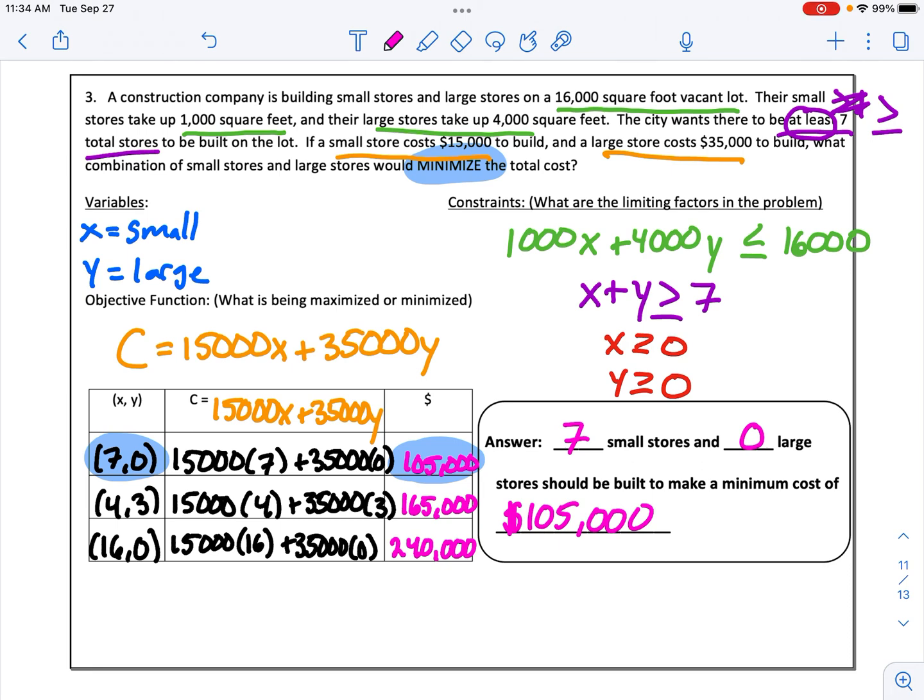All right, those are 2 examples of how to do linear programming in real life. Hopefully this will help you with the homework.